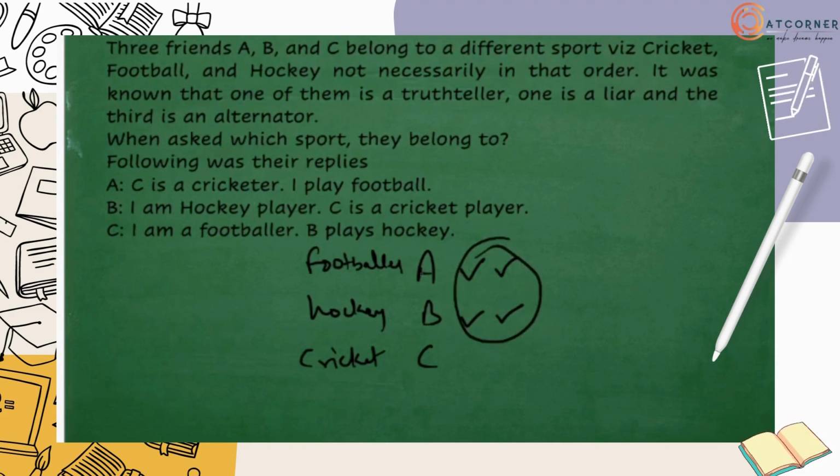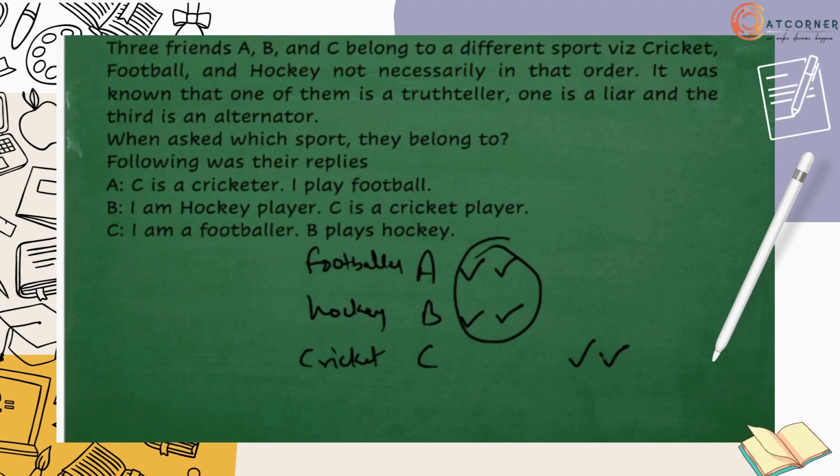That means the person you have assumed as truth teller is wrong. So what we'll do is we'll assume some other person. Now next person we'll assume is C, because when we assumed A as truth teller, the contradiction came from B. And if we assume B as truth teller, the contradiction will come from A. So it's a contradiction vice versa.